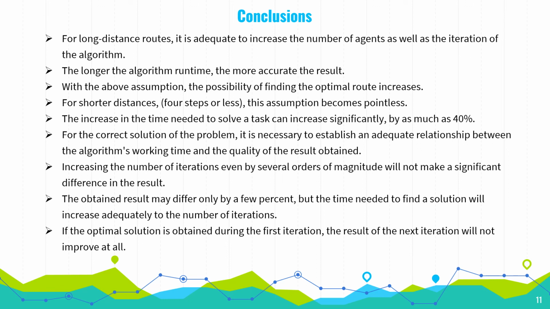For the correct solution of the problem, it is necessary to establish an adequate relationship between the algorithm working time and the quality of the results obtained. Increasing the number of iterations, even by several orders of magnitude, will not make a significant difference in the results. The obtained results may differ only by a few percent, but the time needed to find the solutions will increase adequately to the number of iterations. If the optimal solution is obtained during the first iteration, the result of the next iteration will not improve at all.